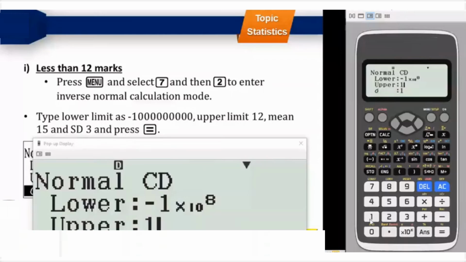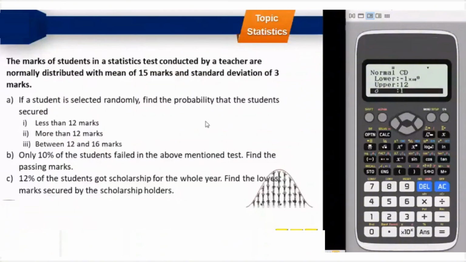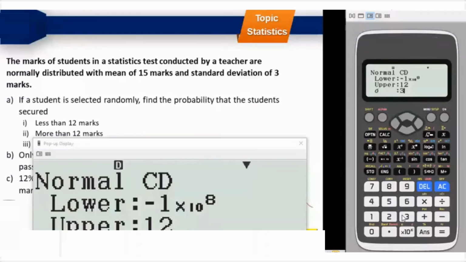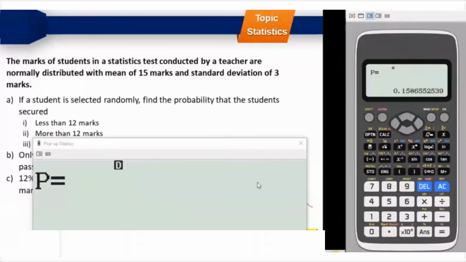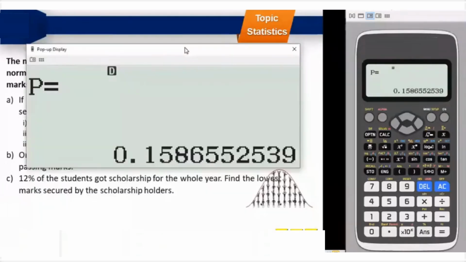I hope everyone is following me. And then you press equals to, you are told to write the standard deviation. Please look at the question, and standard deviation is 3. So you will write 3 here. Then you press equals to, it is asking mu. Mu is mean. Mean is 15. So you will write 15. And then when you press equals to, you will get the answer. So the answer is 0.1586 and so on. I hope this is clear.